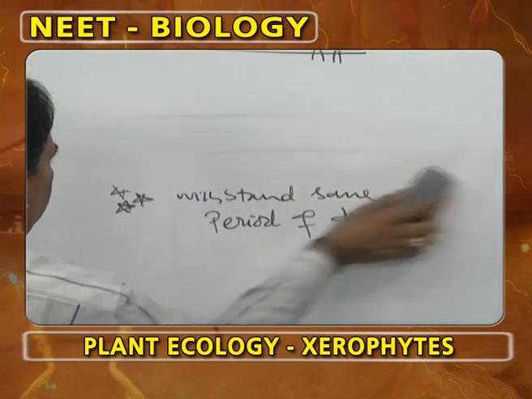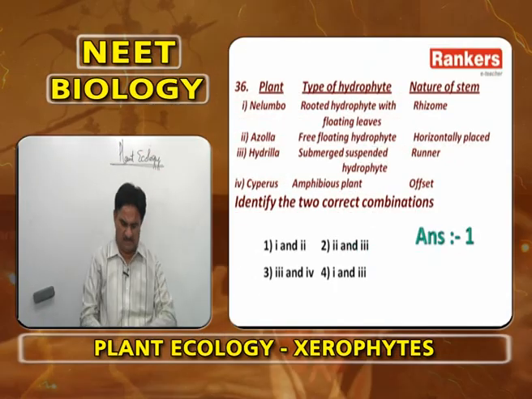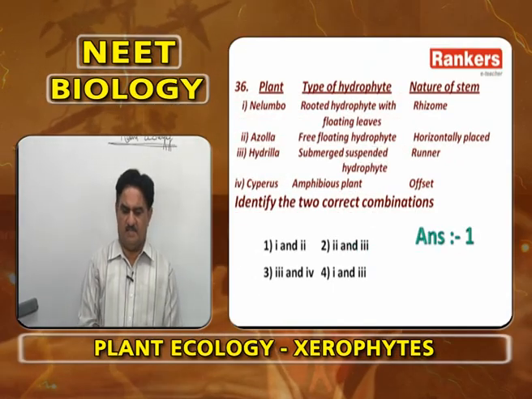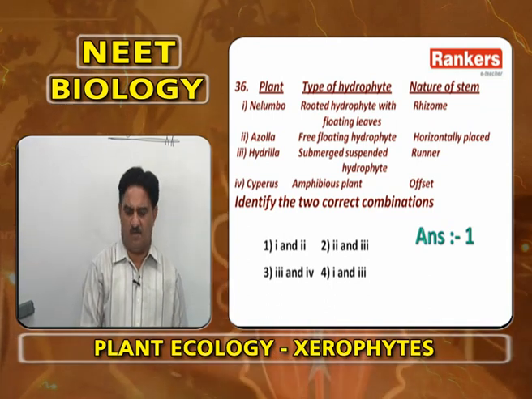So, Cyperus and Typha are two plants. These are hydrophytes growing near the water currents, where occasionally water comes and touches them. These plants can survive some period of dryness. So, 1 and 2 is the answer, 3 and 4 is wrong.